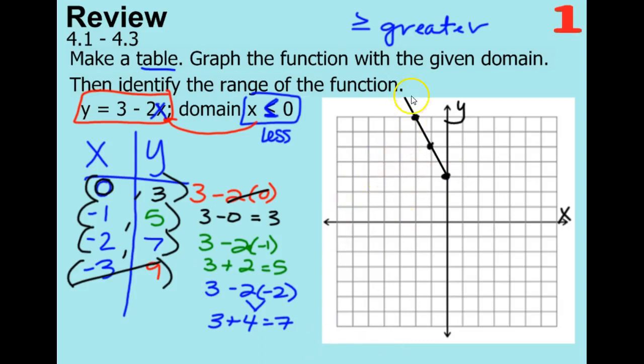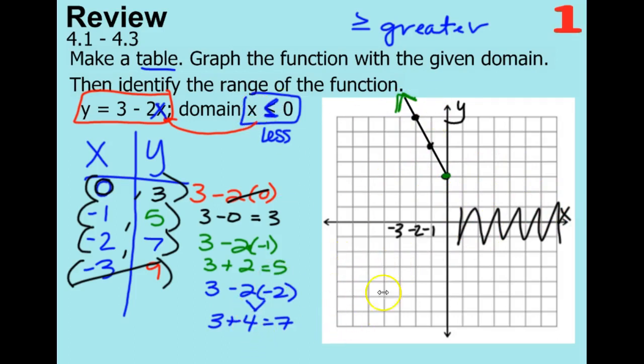Now this is one where our x's, we said, had to be less than 0, so they had to be on the negative side. So we didn't want to graph anything on the positive side, so our line makes a ray, starting here and only going to the left. We cannot go to the right to the positive side.